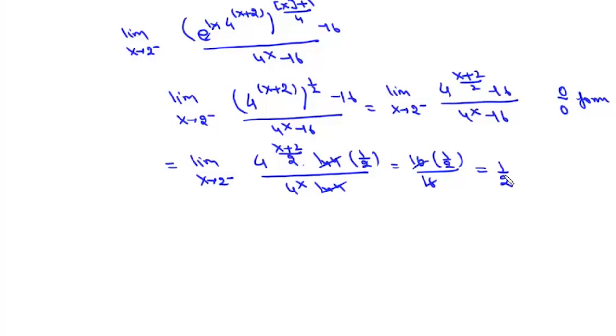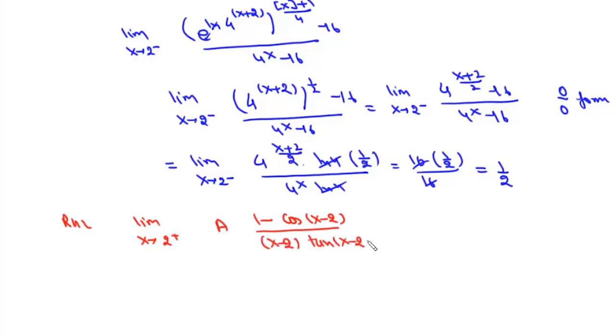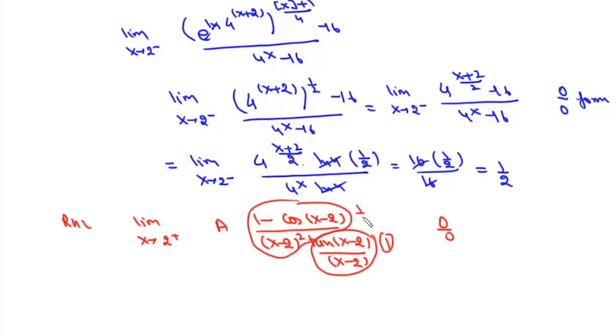Now we'll find its right hand limit. Now its right hand limit will be limit x tends to 2 positive. Now when x is greater than 2, this value is a into 1 minus cos(x minus 2) upon (x minus 2) tan(x minus 2), which again is 0 upon 0 form. Now what we'll do is, we'll multiply and divide this denominator with x minus 2. Now this is standard limit tan x upon x, which is 1, and this is 1 minus cos x upon x square, and it is 1 by 2. So this right hand limit will be 1 by 2.